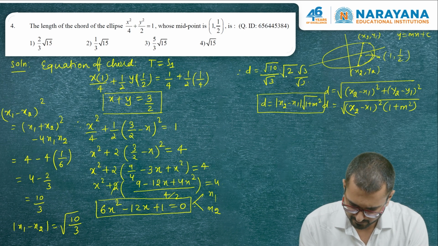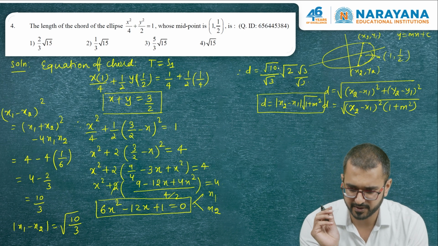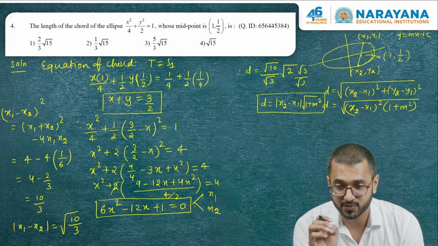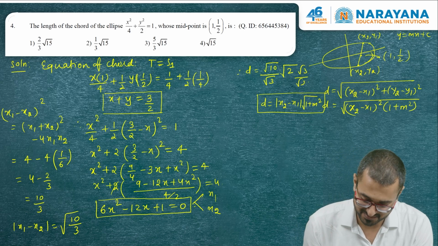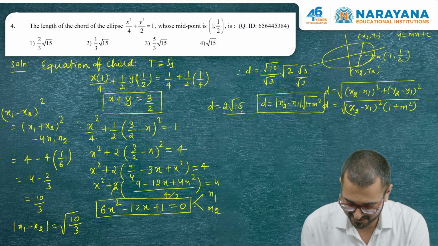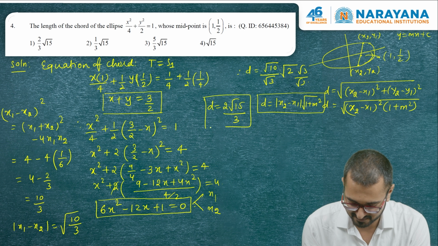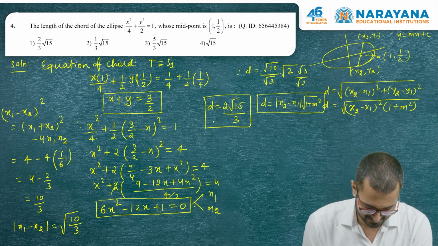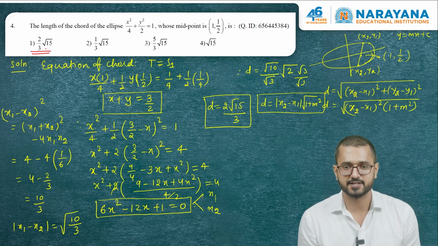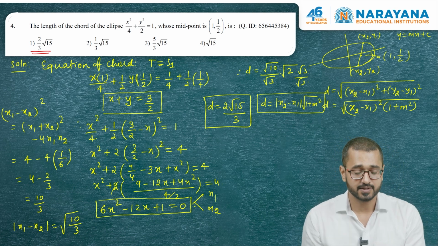Okay, so yes, done. So 2, 3 and 10 will give me basically root 60. Root 60 I can write down as 15 into 4. So I'll be writing 2 root 15 over 3. So d is equal to 2 root 15 over 3. And this makes our option 1 correct. So that makes our option A correct. So moving to the next question.